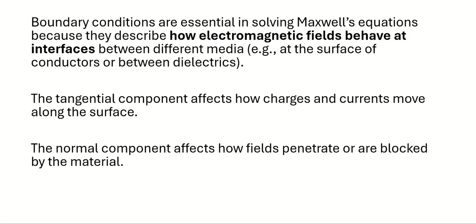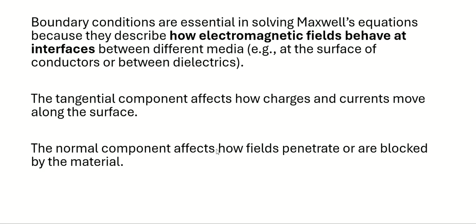So in summary, boundary conditions are essential in solving Maxwell's equations because they describe how the electromagnetic field behaves at interfaces between different media, at the surface of a conductor, or between dielectrics. The tangential component affects how charges and currents move along the surface. So with the tangential, we talk about how things move along the conductor's surface. The normal component affects how the fields penetrate or are blocked by the material. You could still get penetration, depending on the match or mismatch between the two media, or it could be totally blocked and you get no penetration at all. It could be in between. So it depends. That's the normal.